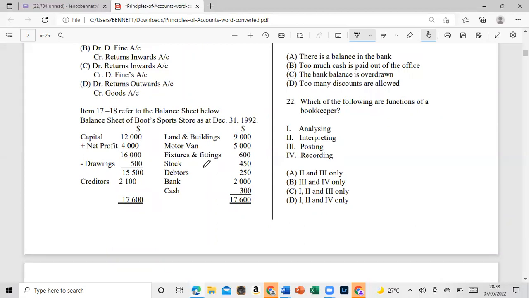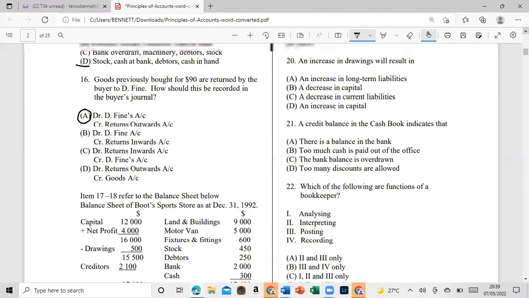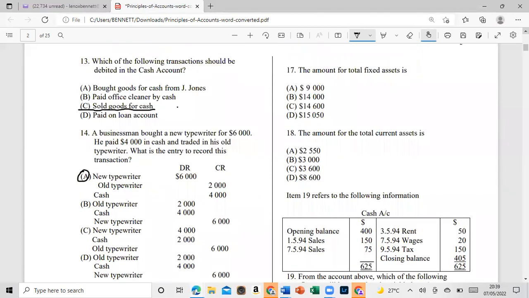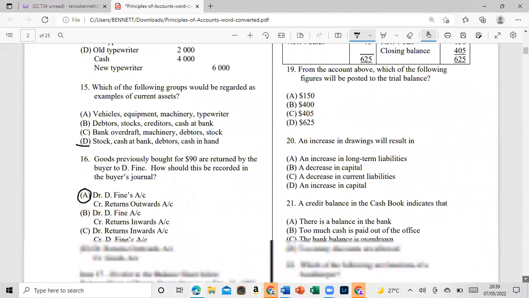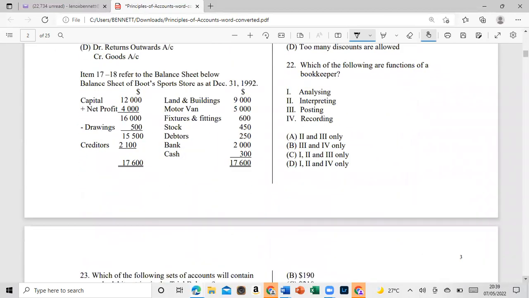All right, questions 17 to 18 refer to the balance sheet below. It's the balance sheet of Boots Sports Store at December 31st, 1992, with capital, net profit, drawings, creditors, and on the other side the land and other assets. We can just go to the question, because sometimes it doesn't make sense to look through everything. The question asks for the total fixed assets. Remember we said what fixed assets are.